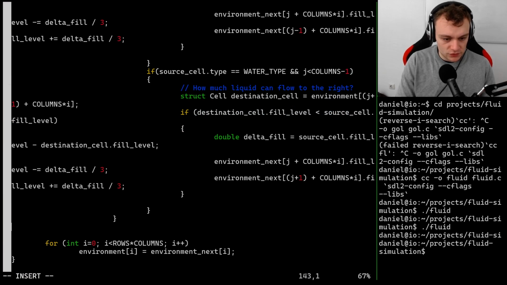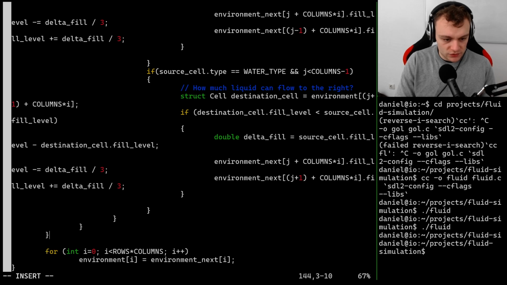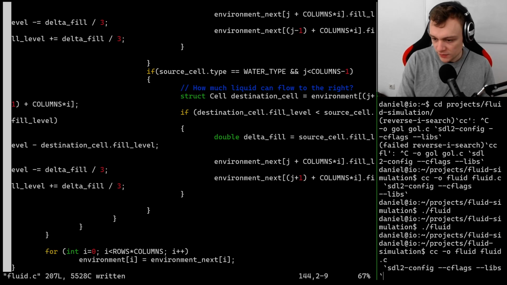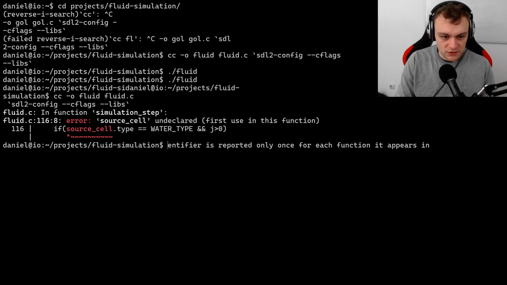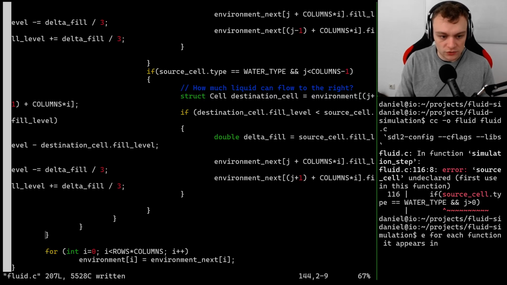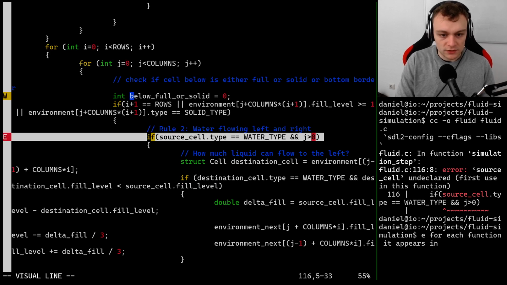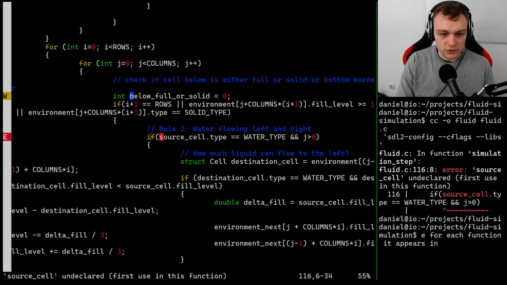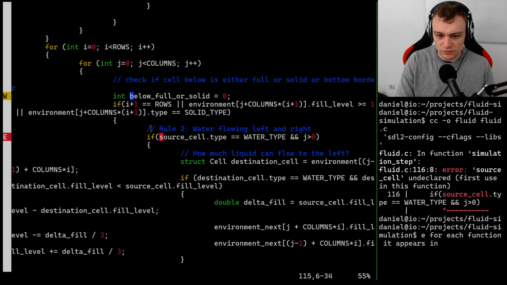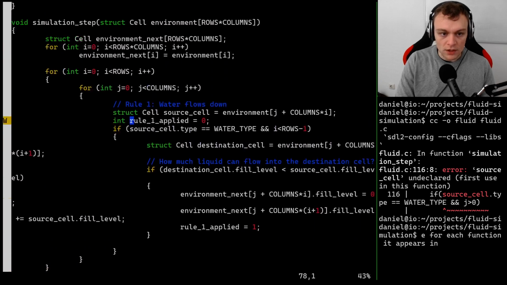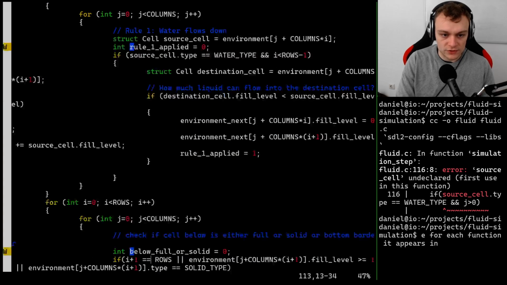So let me just copy the looping code here, the for loops. And then we need to add 2 closing braces. Let's see if that compiles. Of course it doesn't. What's the error? Source cell type is undeclared in line 116. So let's go to line 116. And that is this line right here. And here we don't have a source cell type. How is that possible? Okay, we have to extract it first.